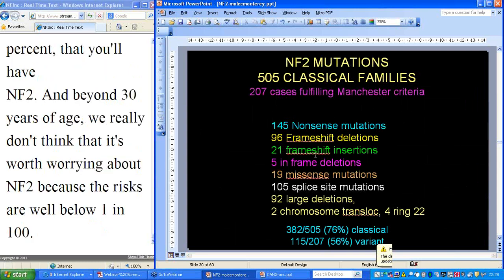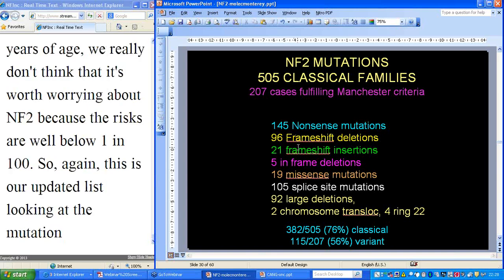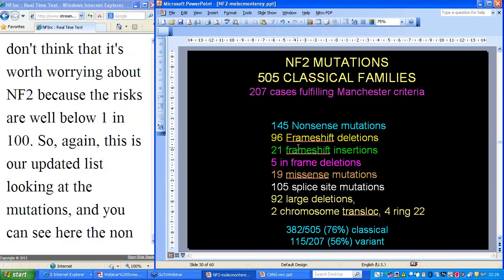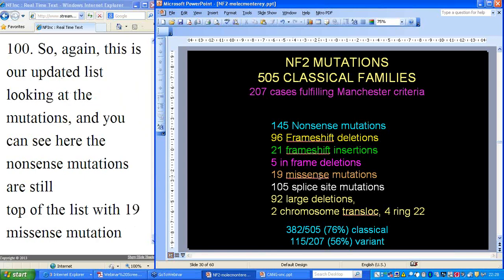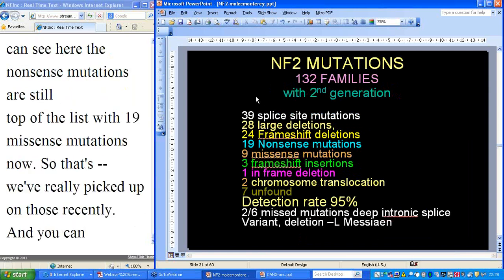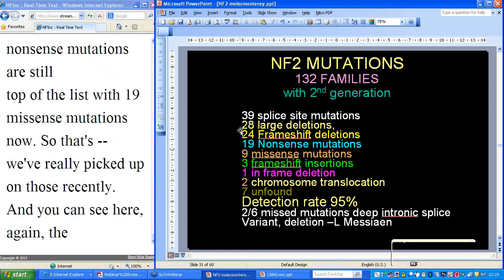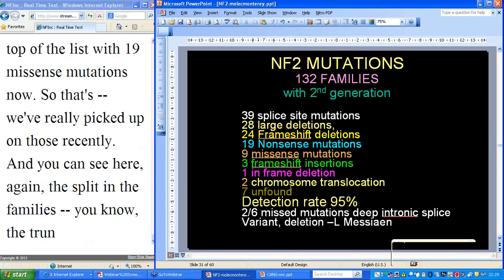So again, this is our updated list looking at the mutations, and you can see here that the nonsense mutations are still top of the list, with 19 missense mutations now, so we've really picked up on those recently. And you can see here again the split in the families. The truncating mutations are lower down the list.